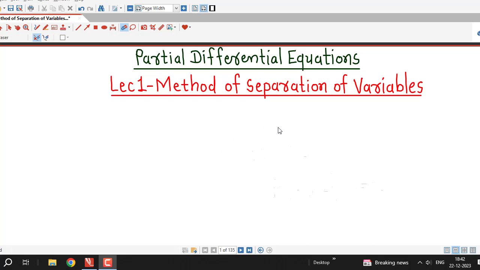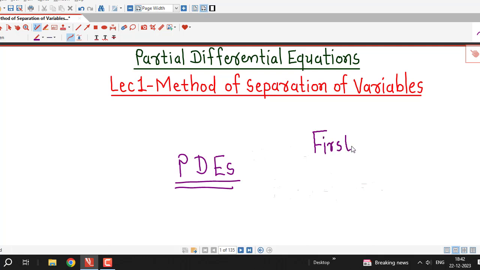Hello friends, I welcome you to lecture number 1 on the method of separation of variables. This method we are going to discuss for the solution of partial differential equations. We have discussed partial differential equations and their solutions in different ways. We have discussed how to solve first order partial differential equations.